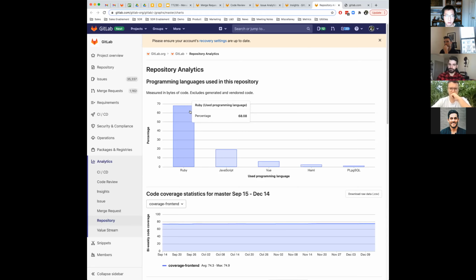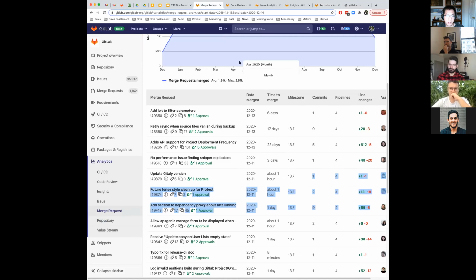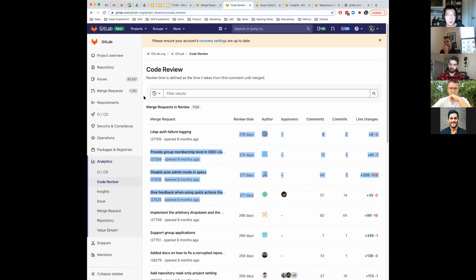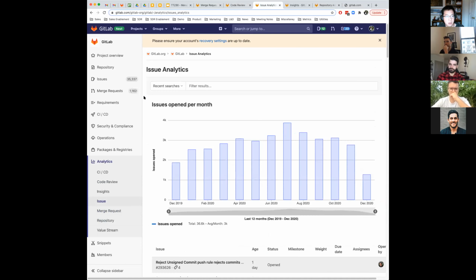I know that I just went through a bunch of charts, so let's go through them one at a time. Throughput: how efficient is my development? Code review: can I help with any of these outstanding merge requests, or are my developers fighting? Issues by month: this can tell me if I'm having culture issues, if morale may be low, if I maybe need to spice things up during the summer months or something.